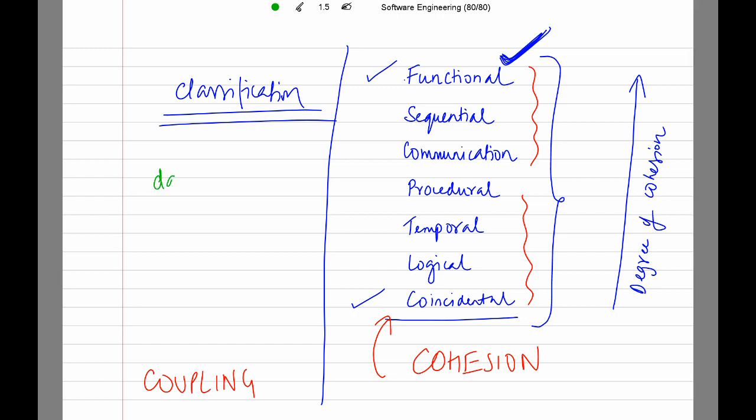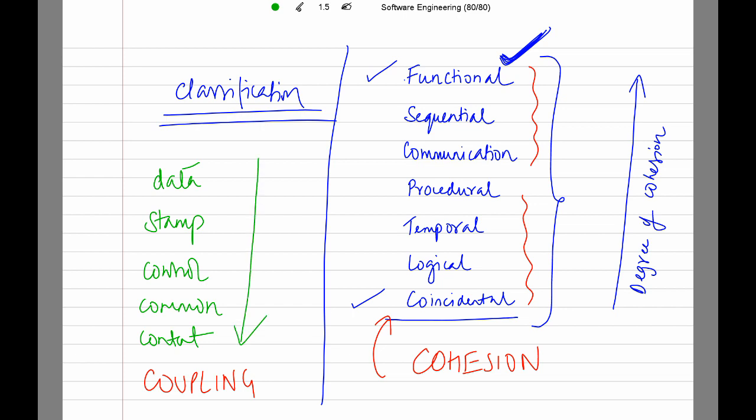First one is data, second one is stamp, the third one is control, the fourth one is common, and the fifth one is content. Okay, now which is good, which is bad? The degree in this case is opposite. That means we should try and achieve data coupling amongst the different modules.